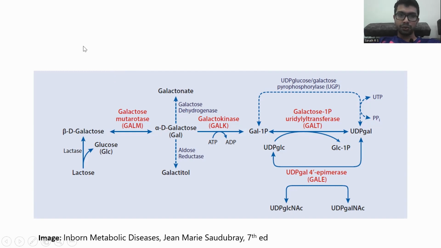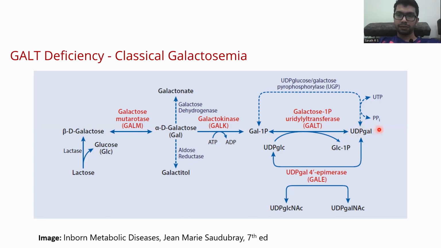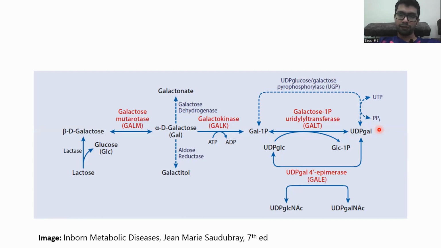it is converted to UDP-Gal by the enzyme called galactose 1-phosphate uridyl transferase, which is also called GALT. GALT is one of the key enzymes, the deficiency of which can cause galactosemia, the classical form of galactosemia, and we will be discussing this in detail in the subsequent slides.